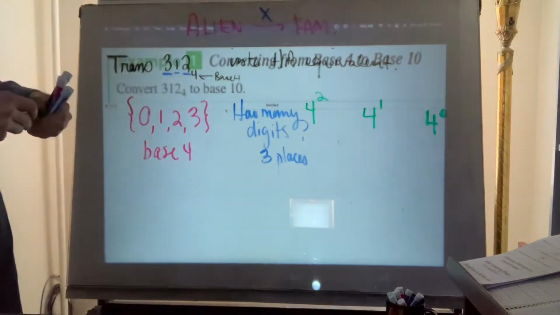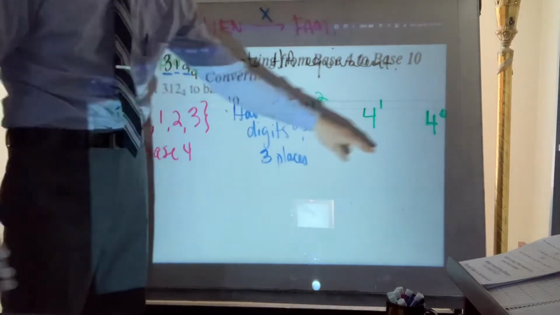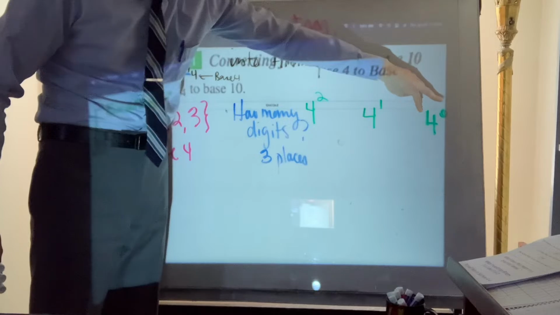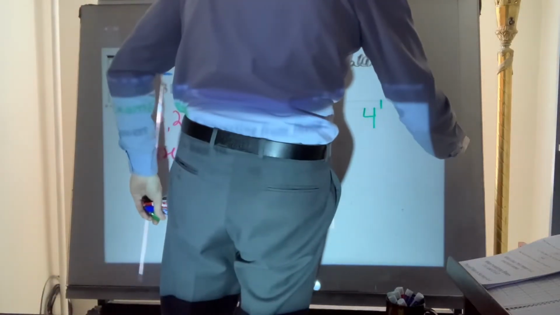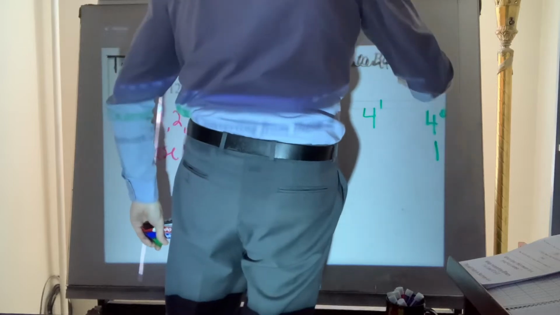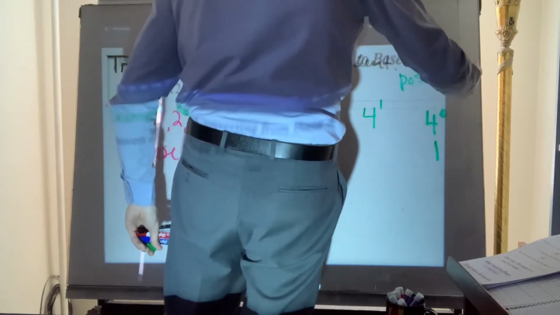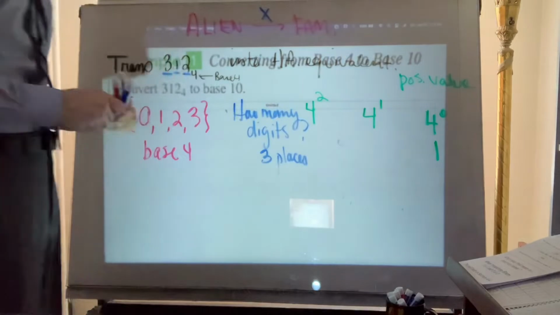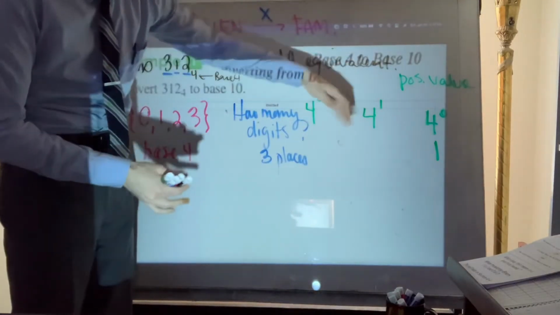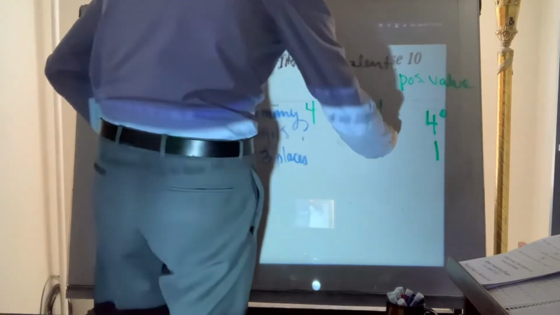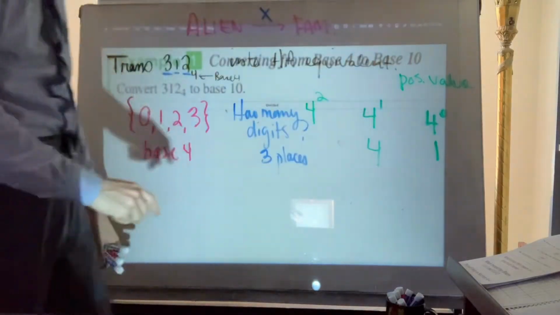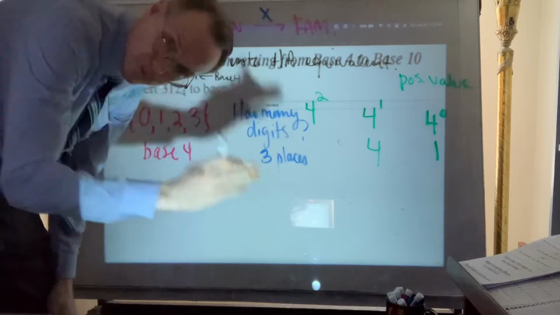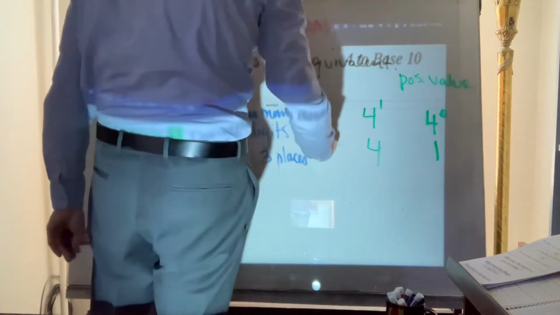All right. Let's figure out what these would equate to. 4 to the 0th would be the amount of 1. That's the positional value. 4 to the 1st would just be the base 4. It's just 1 four versus 0 fours. All right. 4 squared would be 4 times 4, right? So that would be the amount of 16.